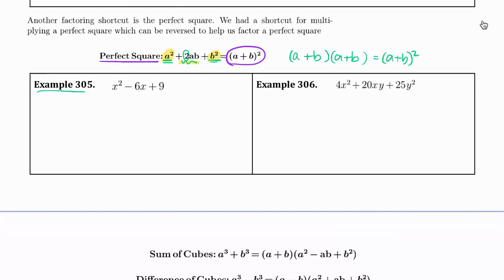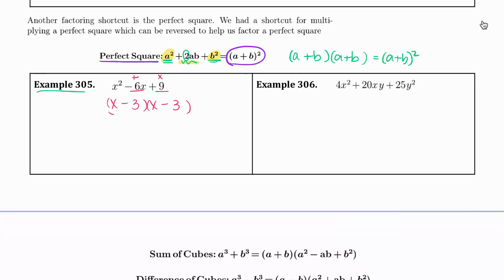So let me pretend, just on example 305, that we don't recognize this is a perfect square trinomial. We say, okay, we're just going to factor this like a normal trinomial. What multiplies to give me 9 and adds to give me negative 6? Well, they're both going to start out with x, a negative 3, and a negative 3. Negative 3 times negative 3 is 9. Negative 3 plus negative 3 is negative 6.